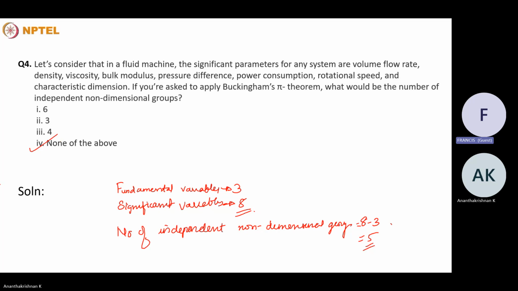So can you explain the significant variable? Yeah, significant variables are the given variables which are present in the problem. So volume flow rate, density, viscosity, bulk modulus, pressure difference, power consumption, rotational speed, and characteristic dimension. All the eight are significant variables which are present in the question.